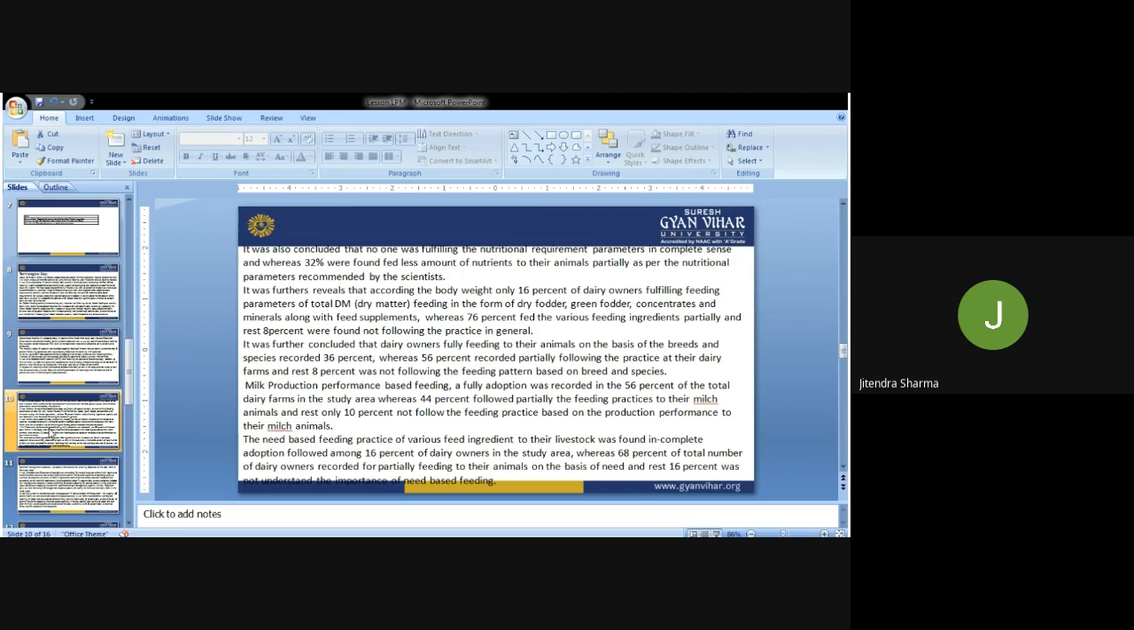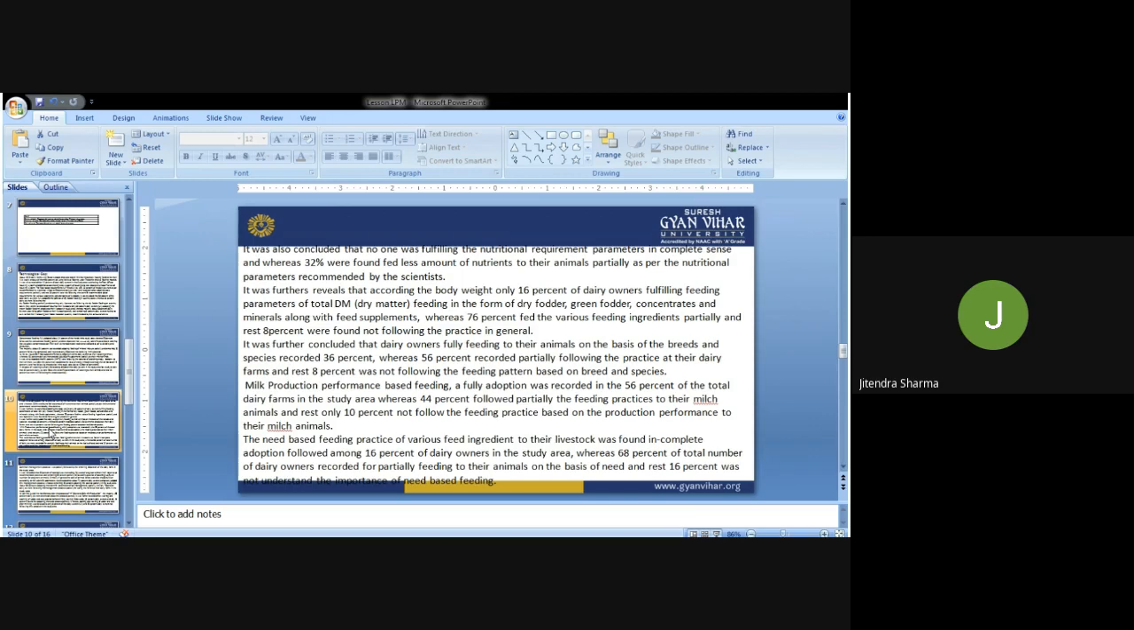It was further concluded in the study that dairy owners fully feeding their animals on the basis of breeds and species were recorded at only 36%, whereas 55% follow it partially, and 8% are like that: they are not aware of this, and they least bother what kind of species they have. They feed as per their own wish.